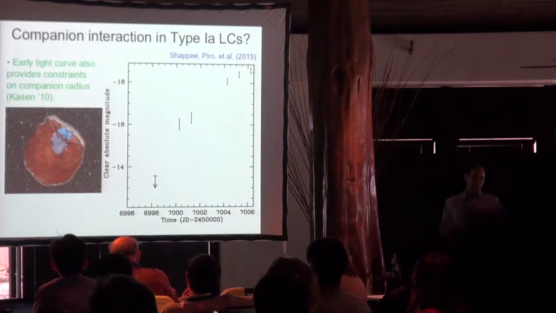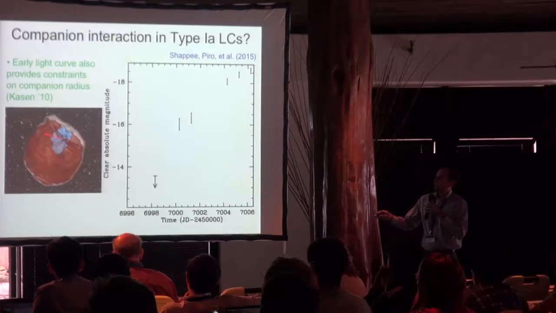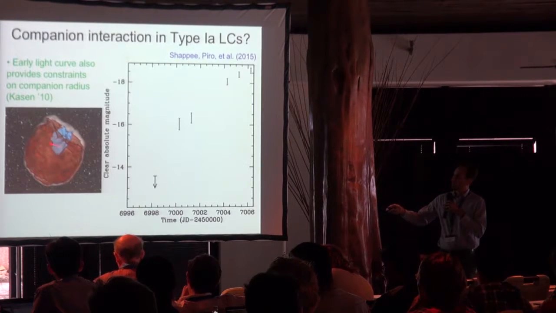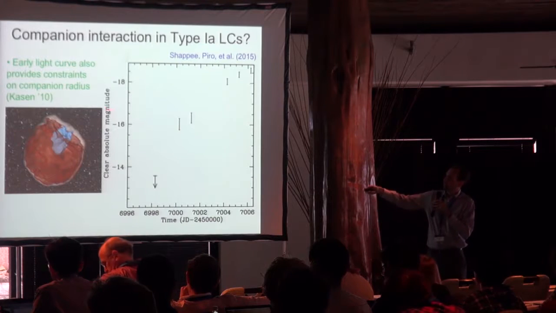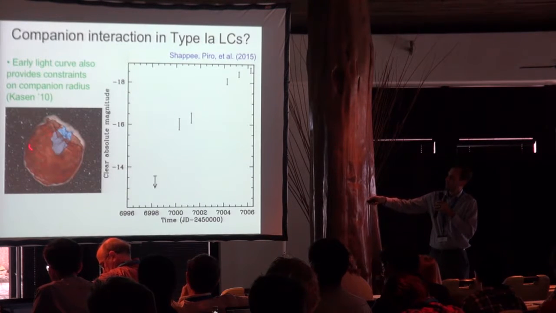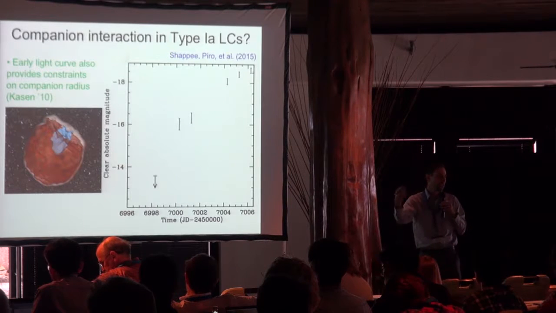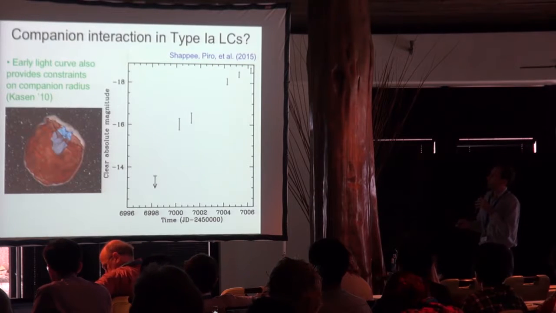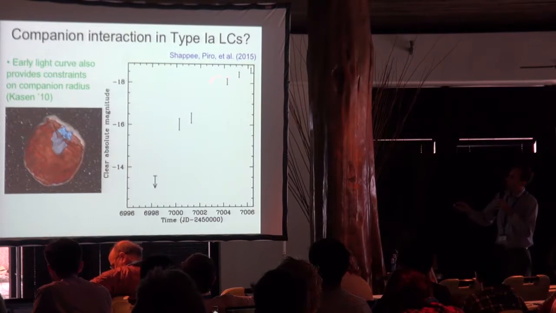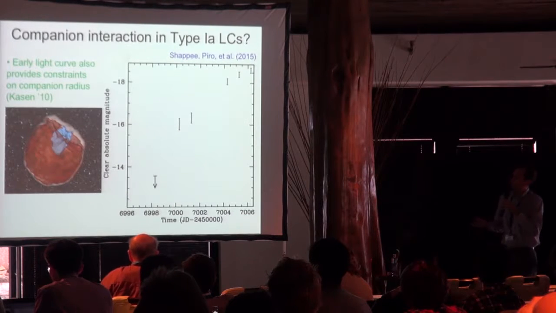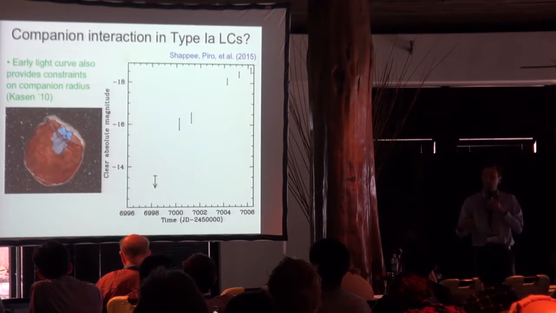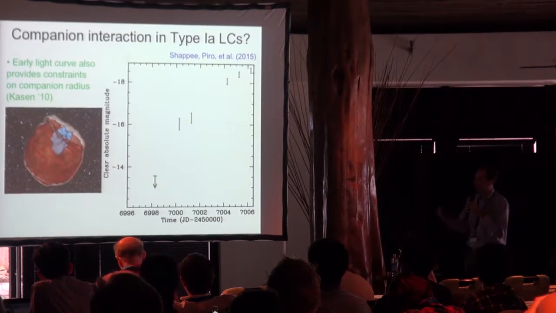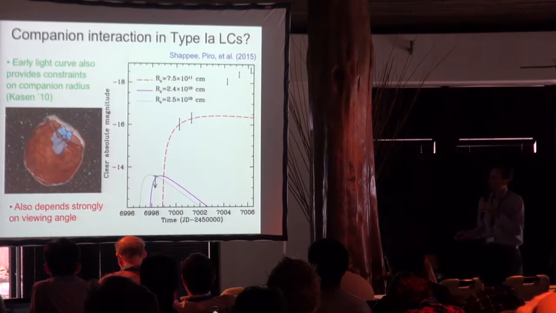This is work that Dan Kasen is really well known for, of looking at if you had a single degenerate scenario, and you have your white dwarf explosion interacting with the non-degenerate companion, if you're looking down this funnel here, you're going to see all this shock-heated material, and potentially it's going to give you additional emission during the rise. This was work with Ben Shappee for ASASSN-14lp. Here's the data as the supernova is rising, with an upper limit. In this case, you can't really constrain the radius of the progenitor that's exploding, but you can potentially constrain the companion, at least for certain viewing angles. And that's what we did in this case.